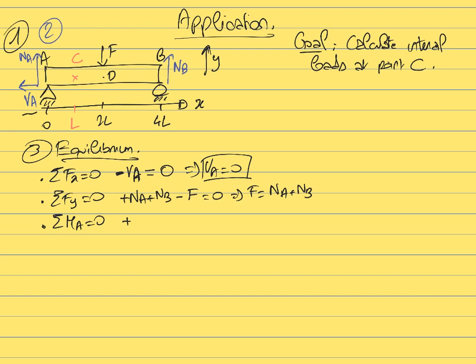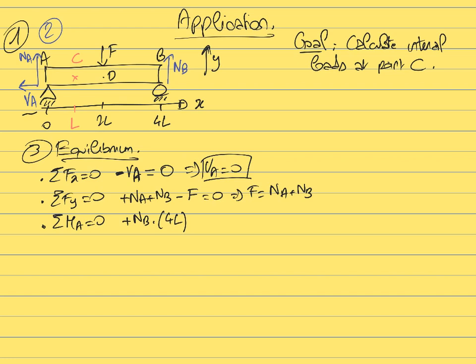Then the intensity of the moment is going to be the product of the magnitude of the force, so NB, times the arm of the force. In this case, the arm of the force is the perpendicular distance between the point A and the line of action of NB. So this arm of the force is 4L. So this moment will be 4L times NB.